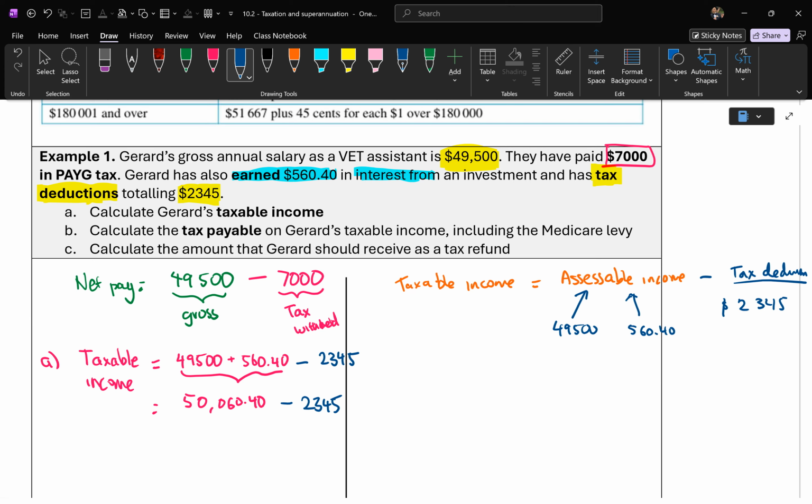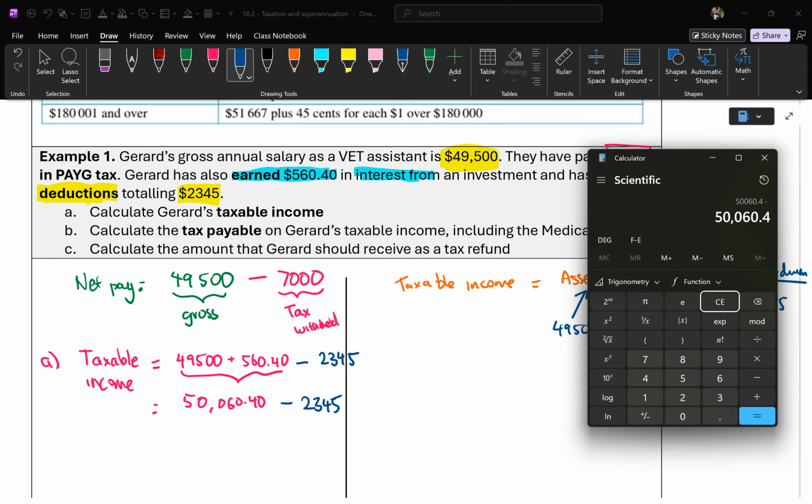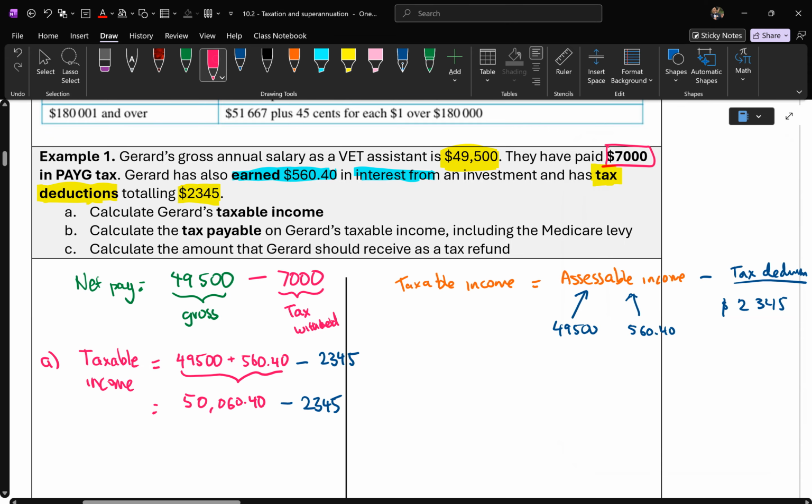Because the more you can reduce that number, the better for your tax, less tax you pay. But obviously, the less tax that everyone pays, the less money the government has. So it's a bit of like, it's your moral interest versus your personal interest. Yeah? So here we go, minus 2,345. That means his taxable income is $47,715.40.